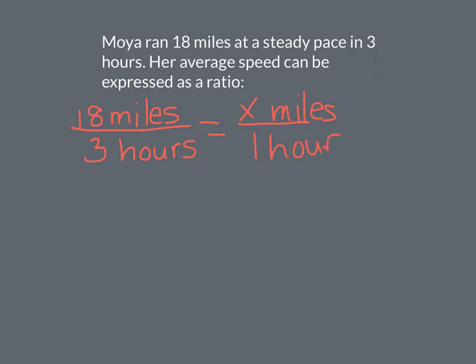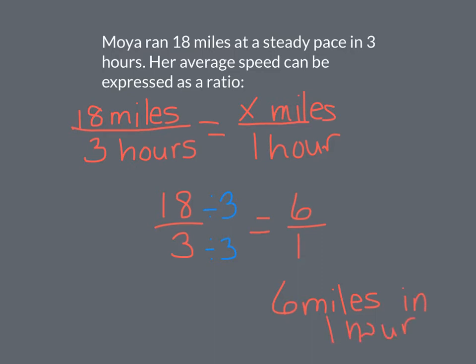Now we have our ratio set up, so we can simplify that by taking off the units for now, and we put 18 over 3, and we're going to divide each of these by 3. So we would divide the top by 3 and the bottom by 3, and that would give us 6 over 1. So she ran 6 miles in 1 hour, and that would be our unit rate.